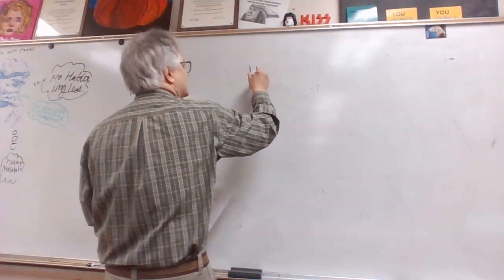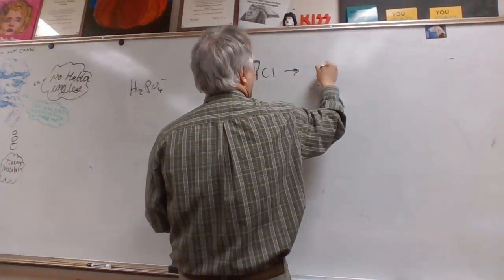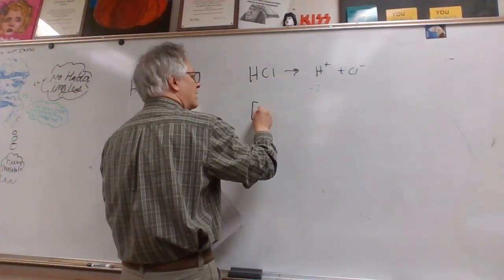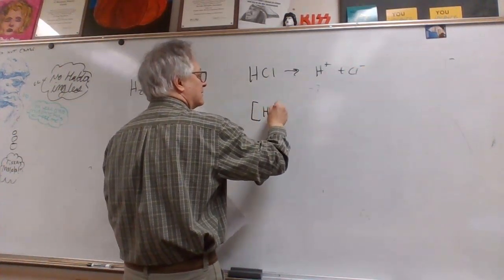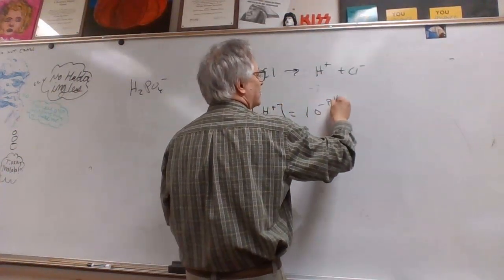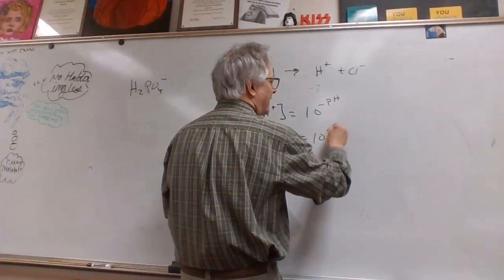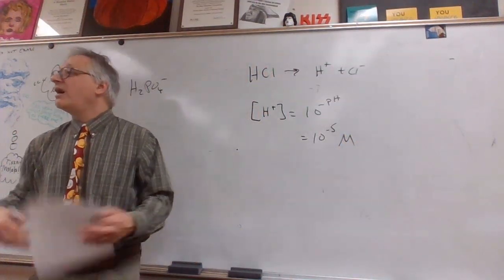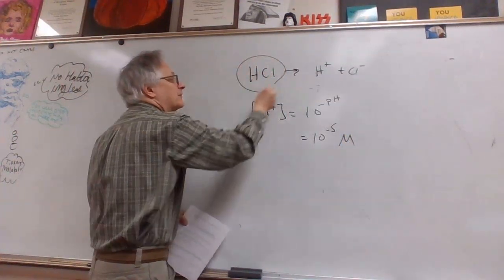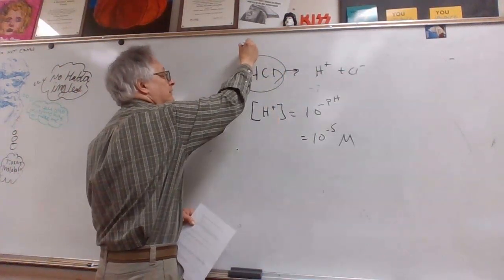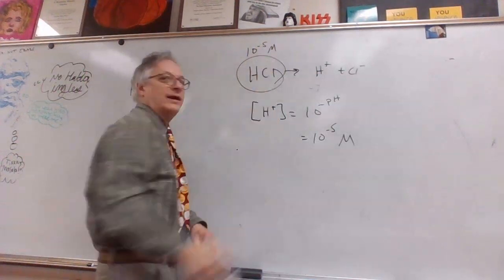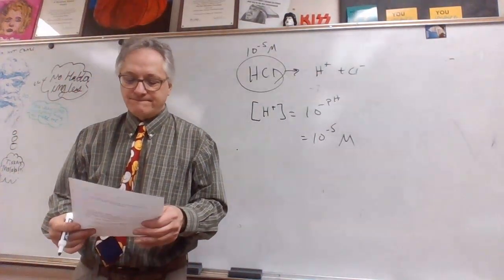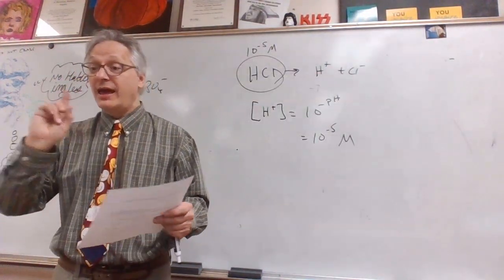Well, HCl is a strong acid, so it's going to break up into this and this. So the concentration of hydrogen ions is going to be 10 to the negative pH. So that's just 10 to the negative 5 molar, because the pH was 5. That would be my concentration of my hydrogen ions. And since they all came from the hydrochloric acid, you started out with 10 to the minus 5 molar HCl. It's kind of a silly little question, you know. Number 9 is a weak acid.